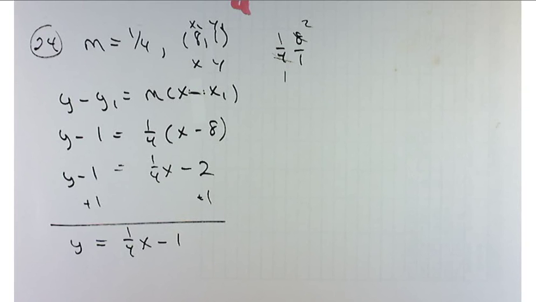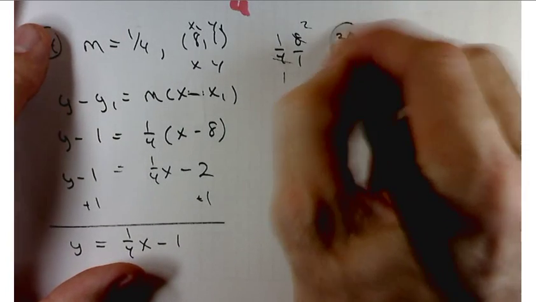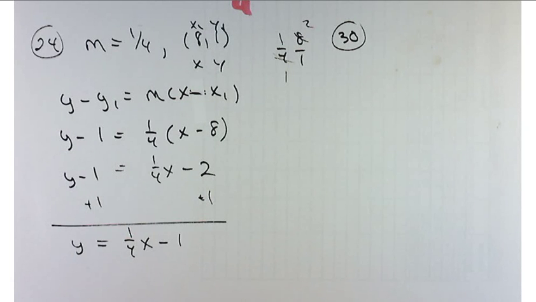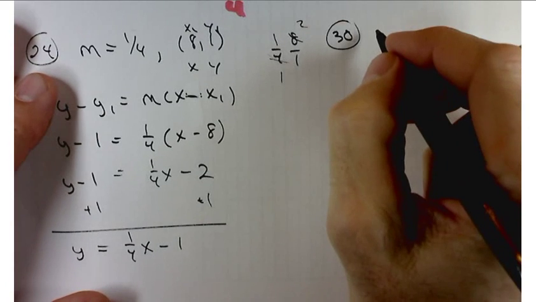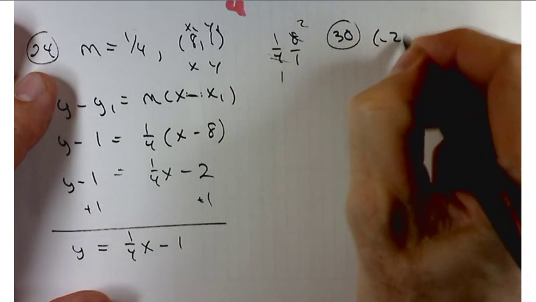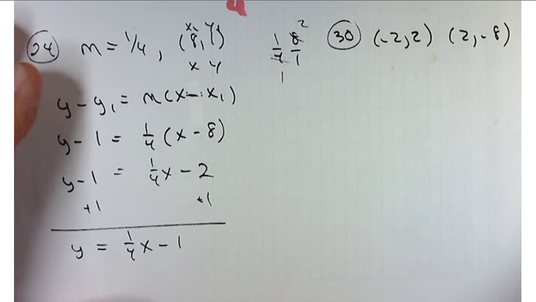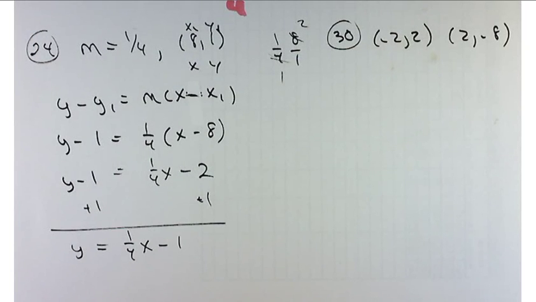Let's try problem number 30. So I'm changing things up a little bit. Instead of giving you a slope and a point, now I'm just going to give you 2 points. -2 and 2, and 2 and -8. The goal is still the same though. The goal is to try and find the equation of a line between these 2 points.